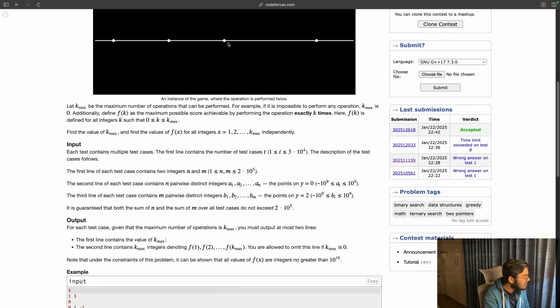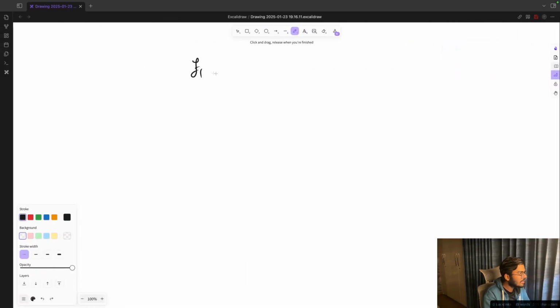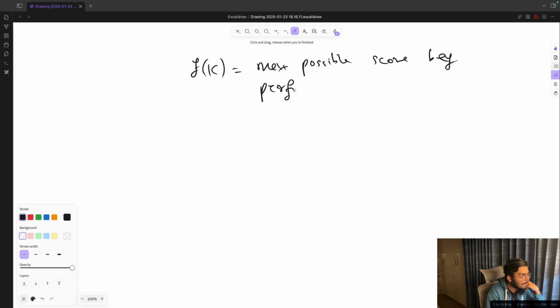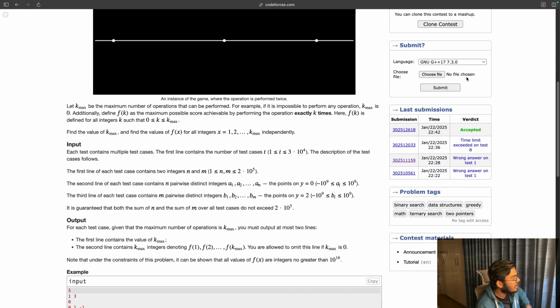So Fk is equal to the maximum possible score by performing k operations. Okay, and we must perform exactly k operations. We can't go to k minus 1 like that. Now we need to print the Fk values for all the k integers.